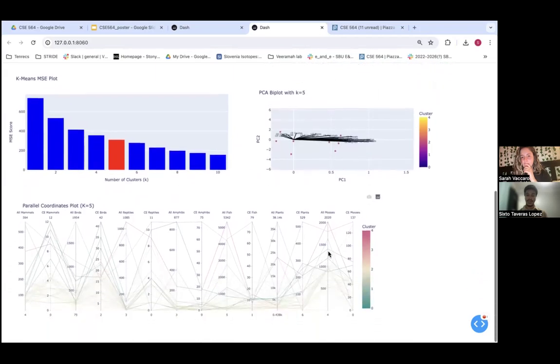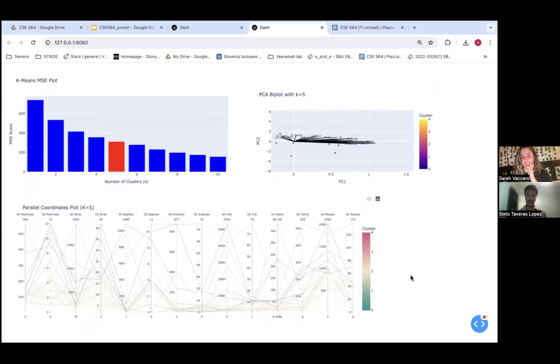And then moving along to the parallel coordinates plot. This shows all of the variables, and in our data set, it's different animal groups, whether all animals, all mammals, or critically endangered mammals, and so on and so forth. These variables are represented by vertical axes, which are parallel to each other. Each data point in the data set is represented by a line that connects the values of the variables along the corresponding axes. So each country is a line.